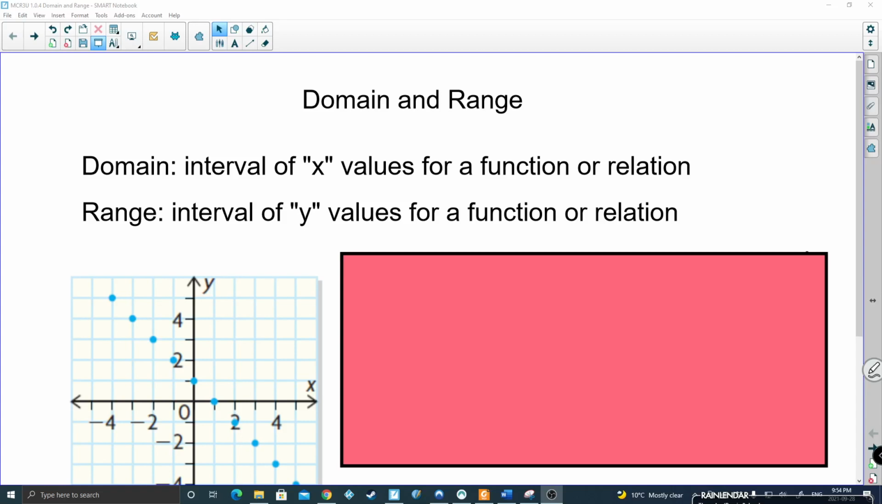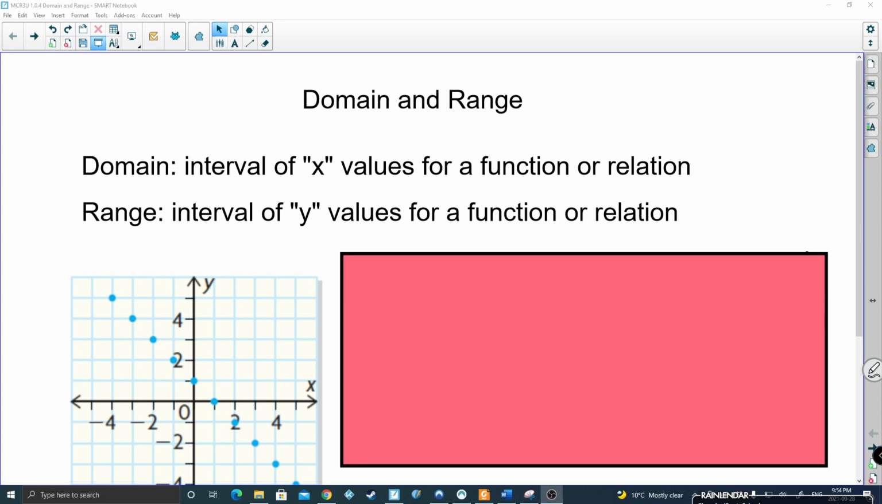In this lesson, we're going to take a look at the domain and range of graphs. So what is the domain? Well, recently we've been looking at the idea of intervals in mathematics and how to list intervals. The domain is the interval of all the x values for a function or a relation. The range is the interval of all the y values for a function or a relation.